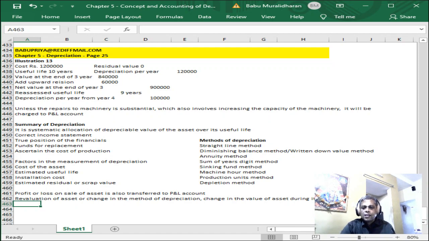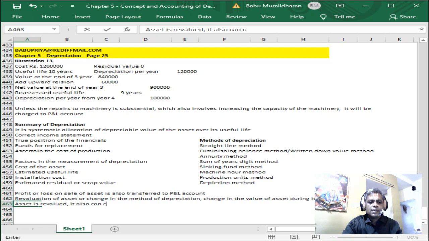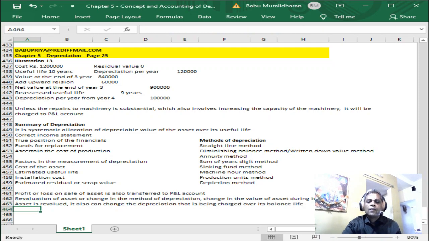And while the asset is revalued, it can also change the depreciation that is being charged over its balance life, right? We also saw that once the asset is revalued, the residual value of the asset will be charged to the remaining useful life of the asset. Hope this is clear, right?